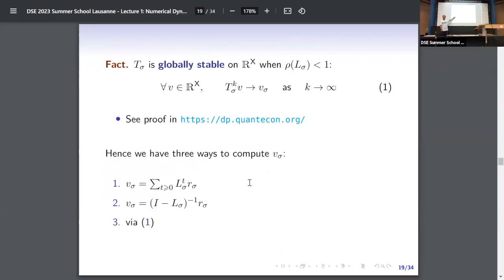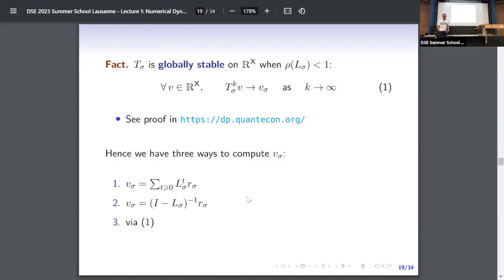Okay, so we have a few different ways to compute lifetime values now. In fact, what we can do is we can take the policy operator and iterate with it. So we know that lifetime values are fixed points of the policy operator. It's also true that under our conditions, the policy operator is going to be globally stable. So wherever we start off, we're going to converge to its unique fixed point, which is the lifetime value of the policy. So that's going to matter for us once we get to implementing our algorithms.